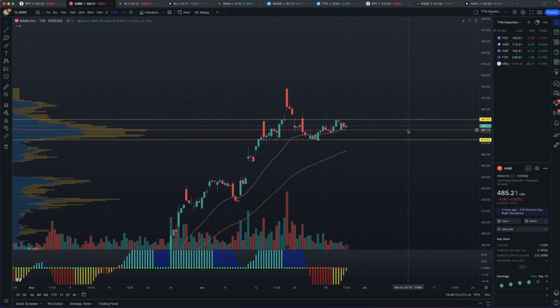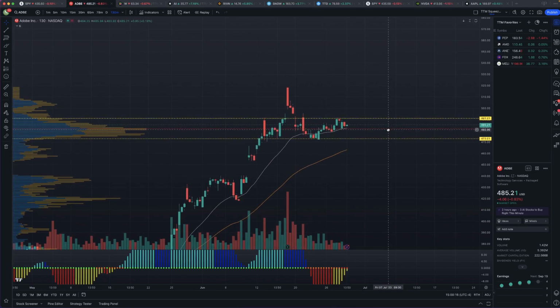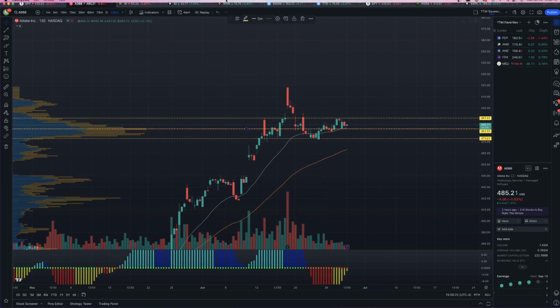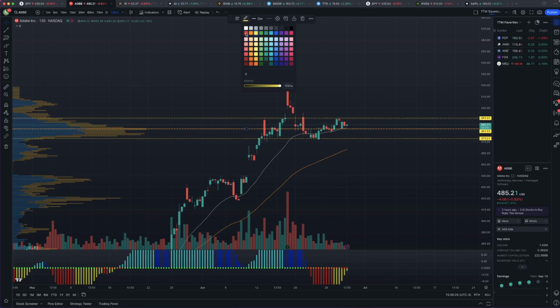And then the system is putting in my point of control. So I'm going to add my own point of control pretty much right on top of it. And I like to make that red just so I know what I'm dealing with, especially when I'm zoomed in on a 1 hour, right?